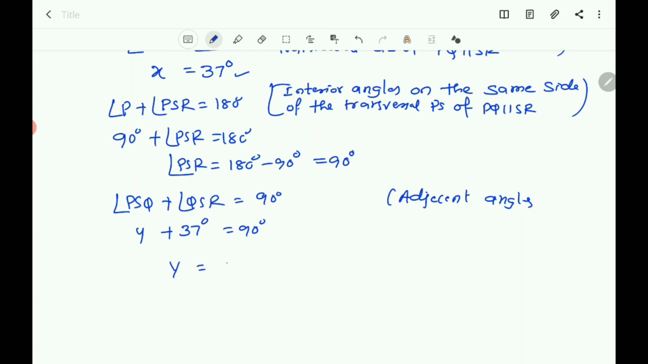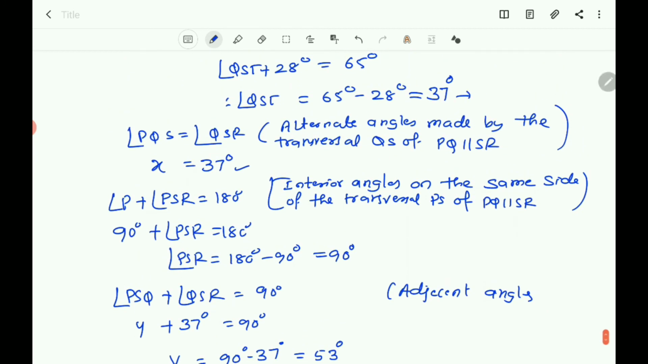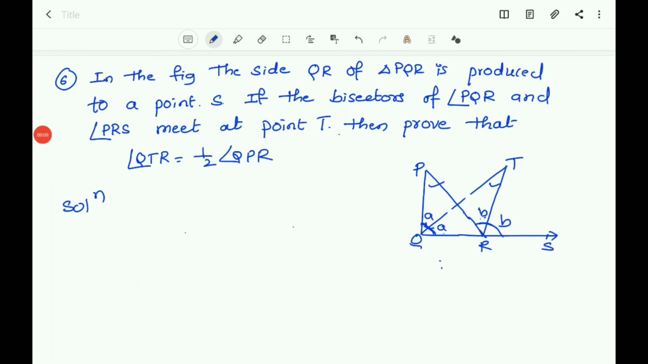So Y is equal to what? 90 degrees minus 37 degrees, that is equal to 53 degrees. Y is equal to 53 degrees. Here you will get 37, which means this one is QST. So you take this as first, and also you can write this from first also.